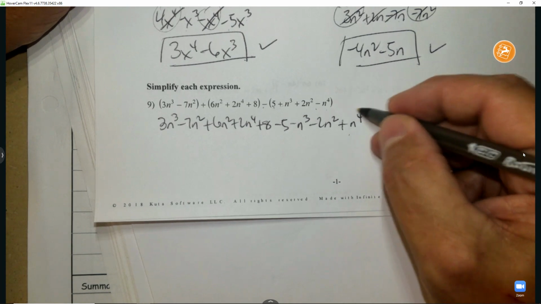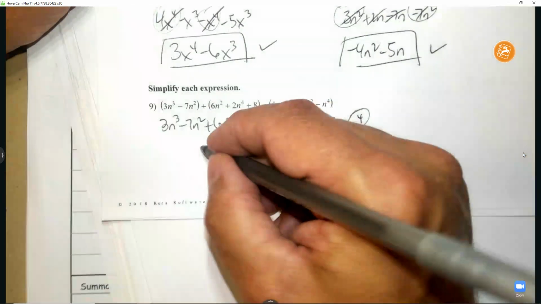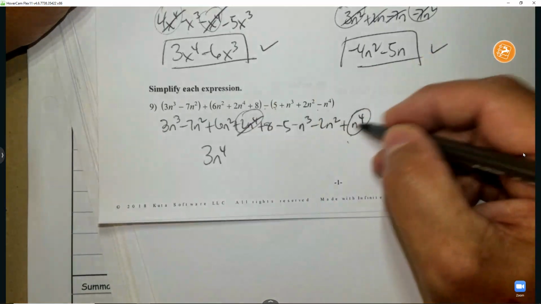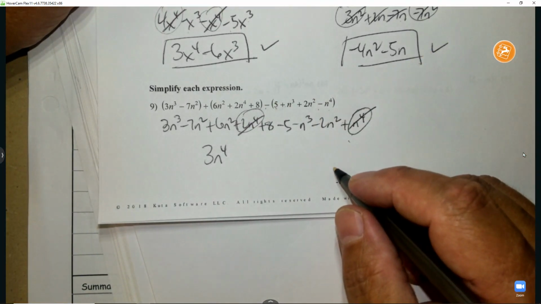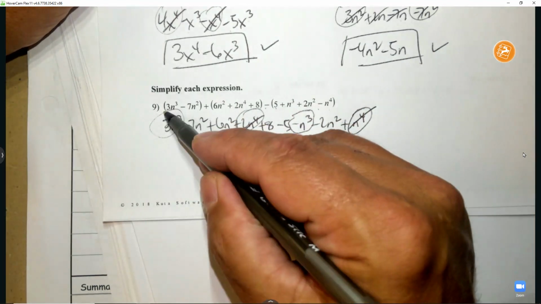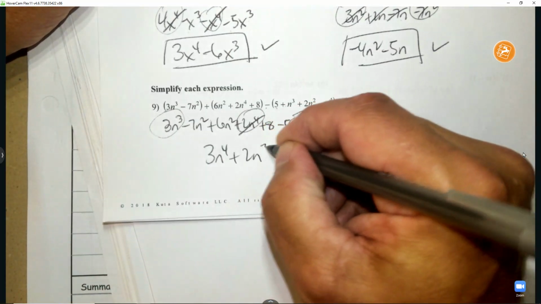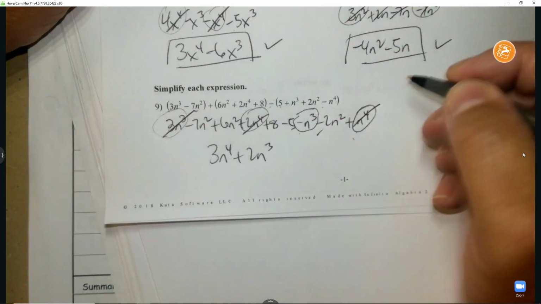So the variable with the biggest exponent, and then find them. They match. 2 plus 1, that's 3. And then cross them out. The next biggest exponent, that's 3. The negative matters. Here it is. So 3 take away 1, that's 2.